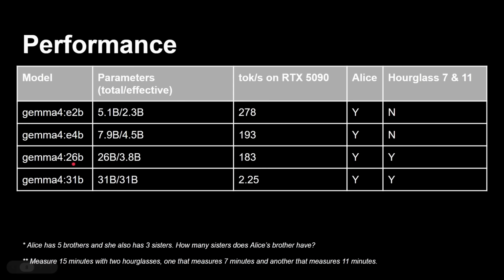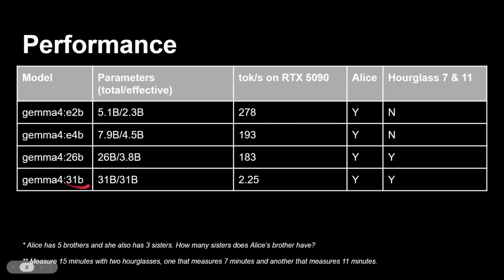It's the Gemma 4 26 billion parameter, which is effectively 3.8 billion parameters, and it runs at 183 tokens a second, which is really fast, and it can answer the Alice question and it can answer the hourglass question, and I'll show you that running in a moment as well.